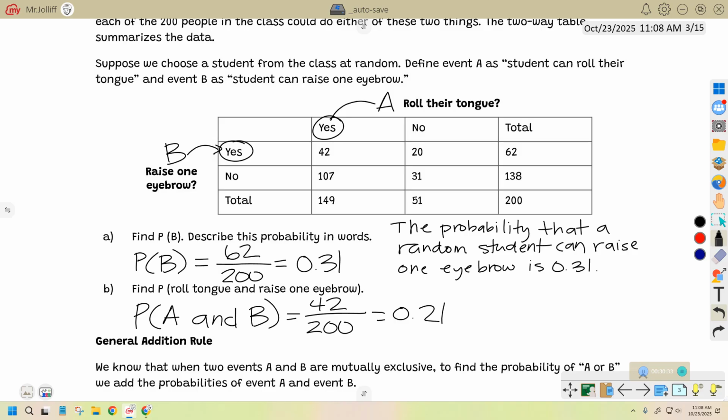I recognized when I did this yesterday that both of those are even, and if I divide by 2, the bottom becomes 100, and that just moves the decimal place forward twice.